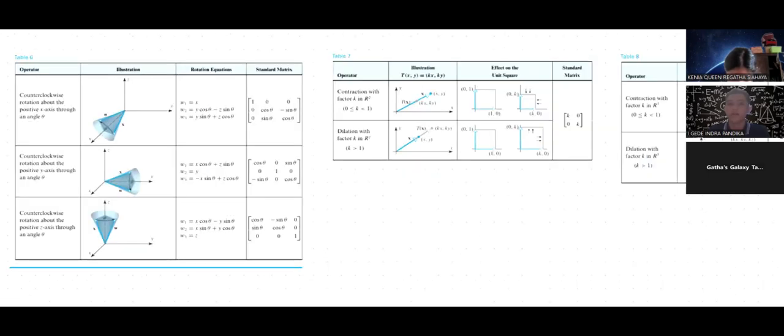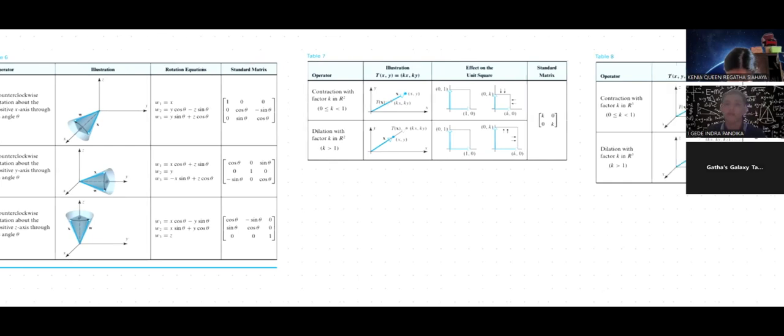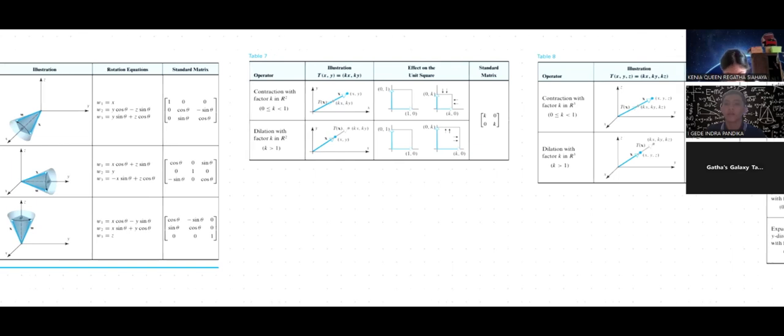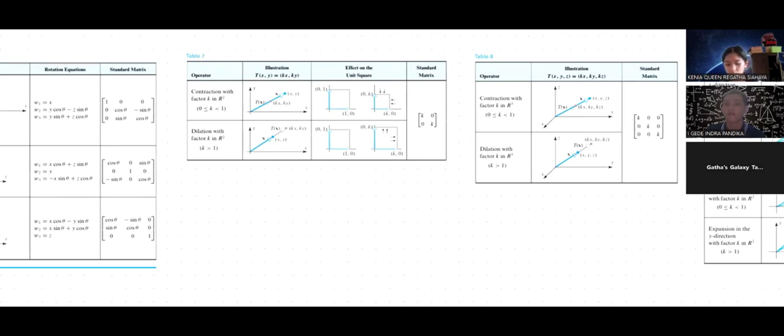Here we have operators. The first operator is counterclockwise rotation about the positive x-axis by an angle theta. So the rotation equation will be w1 equals x, w2 equals y cos theta minus z sin theta, and w3 equals y sin theta plus z cos theta, and the standard matrix will be 1, 0, 0, 0, cos theta, minus sin theta, 0, sin theta, and cos theta.